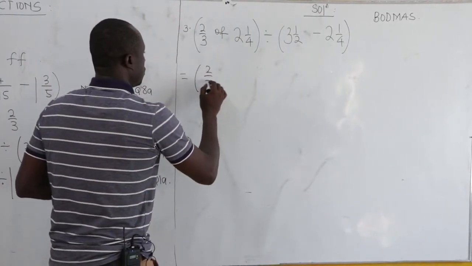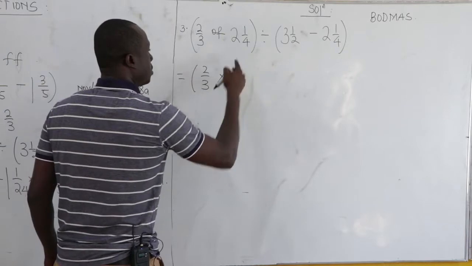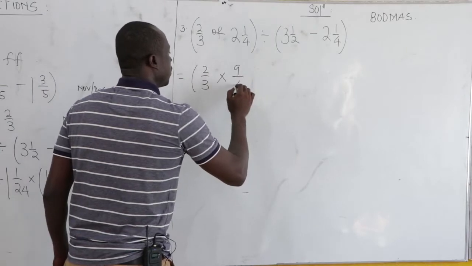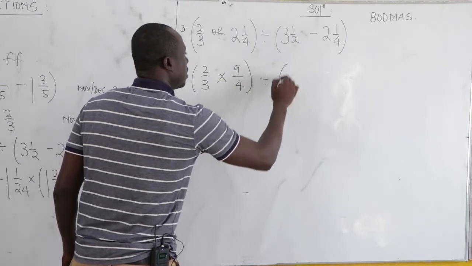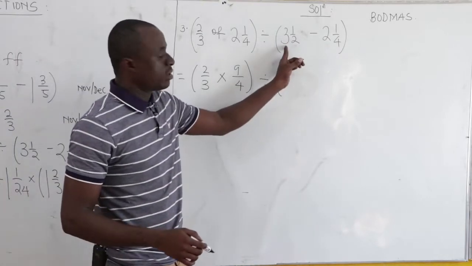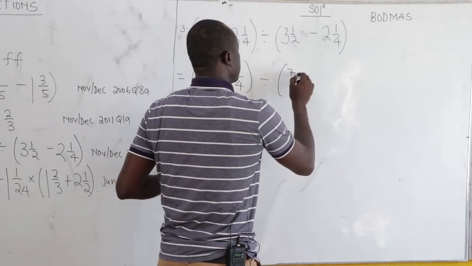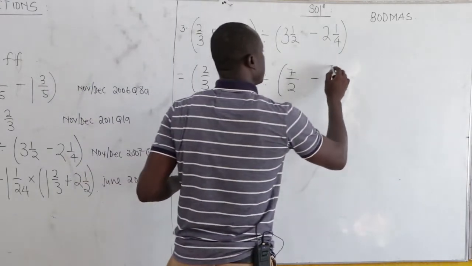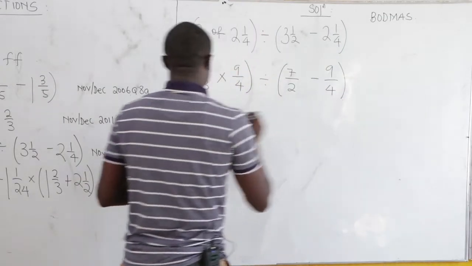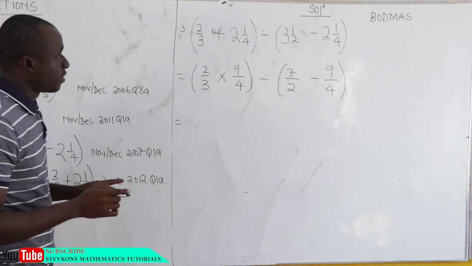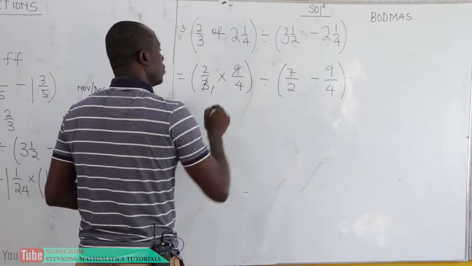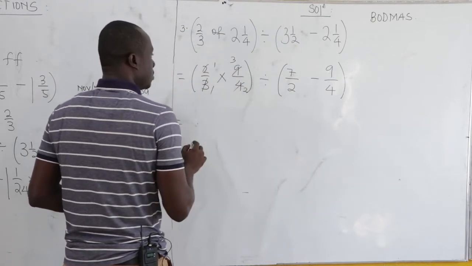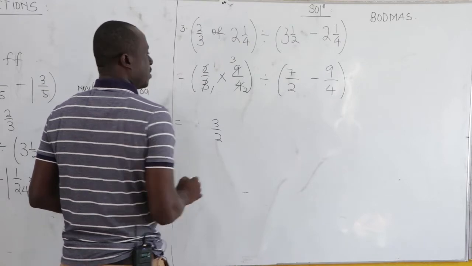So this is 2 over 3. The "of" we change to multiplication. 4 times 2, that is 8 plus 1, and that is 9 over 4. Divided by, now let's come here, 2 times 3, that's 6 plus 1, 7. So you have 7 over 2. 4 times 2, this is 8 plus 1, 9, so 9 over 4. Now, let's deal with the brackets. So 3 will go into itself 1, 3 will go into 9, 3 times. 2 will go into 2 once, 2 will go into 4 two times. So we have 3 over 2.